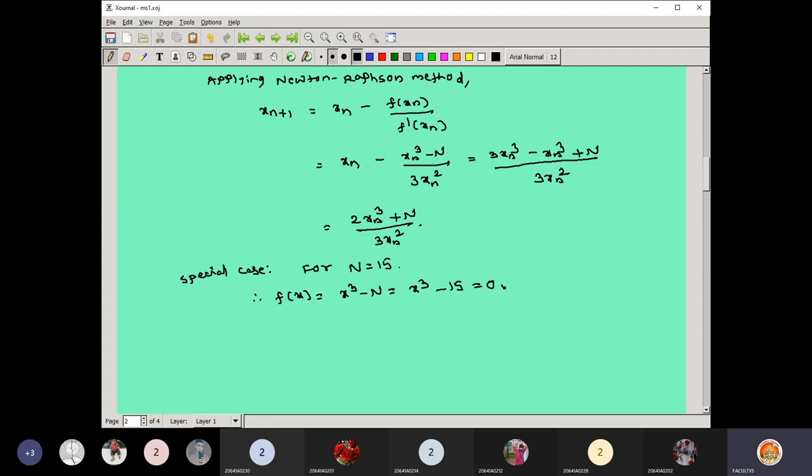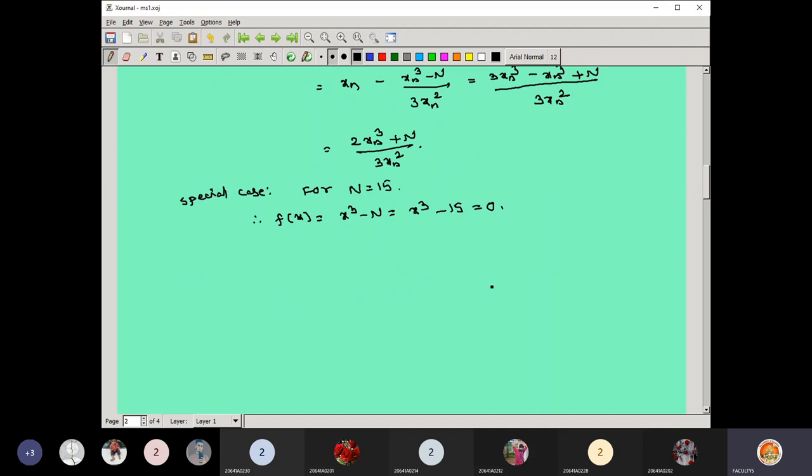Since the n value is already given, can you find out the real numbers a and b? In order to get a and b, I am supposing x equal to 0, and you are getting f of 0, which is nothing but 0 cube minus 15. Finally, you are getting minus 15, that is less than 0.